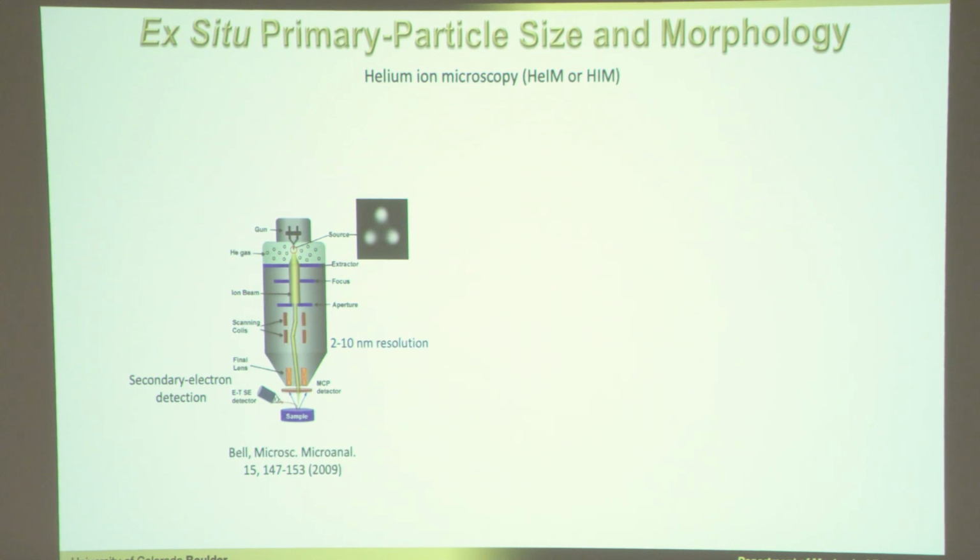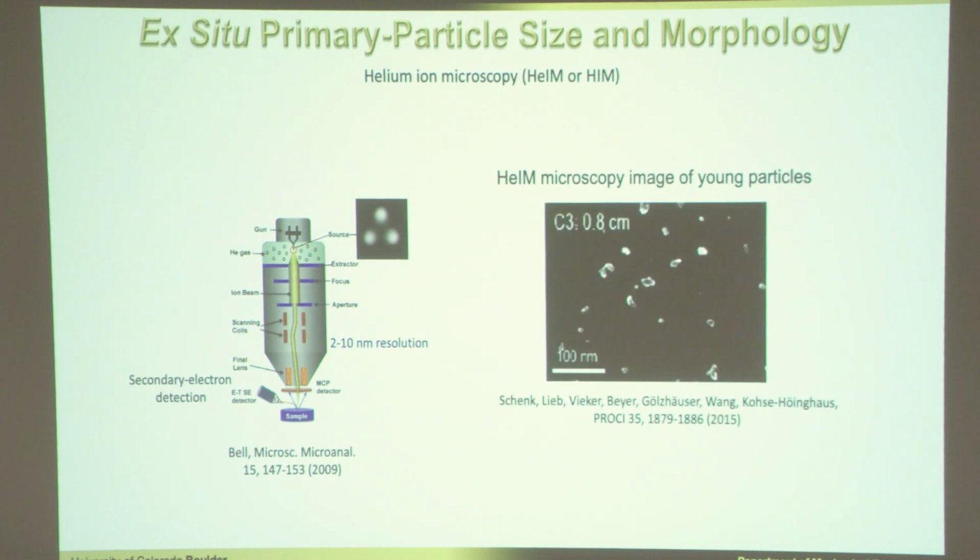So this is helium ion microscopy. And remember, that's the technique that we use to see these different structures, like that the particles actually may not be spherical. So, and it's the same burner, remember, the same conditions where with TEM, we saw the spherical particles.